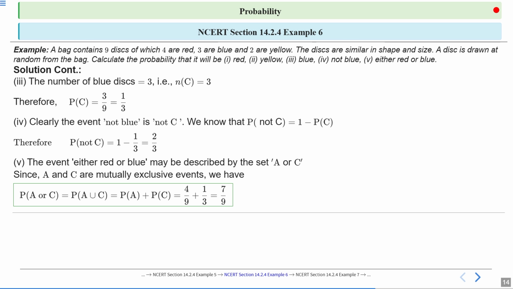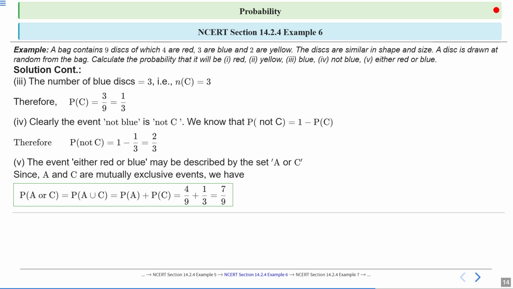So when does it happen? If A and C are mutually exclusive events, then the probability of A union C is equal to the probability of A plus the probability of C. But in general, the probability of A union C does not equal the probability of A plus the probability of C. In that case the formula is the probability of A union C equals the probability of A plus the probability of C minus the probability of A intersection C. But here A and C are mutually exclusive events, so the probability of A intersection C is basically 0.